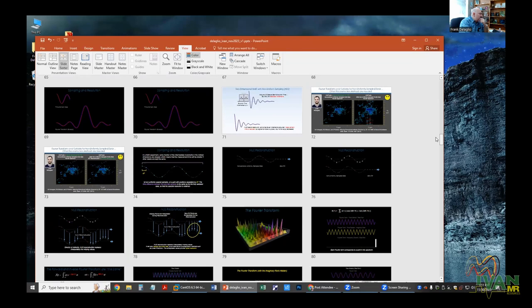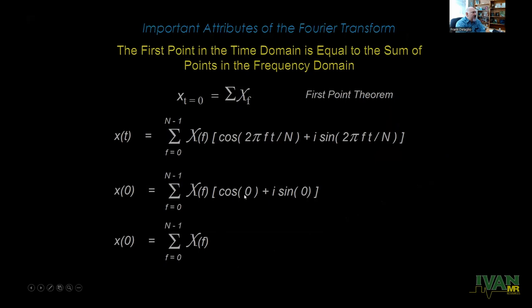All right. So if you look at the discrete Fourier transform, the data that we're trying to Fourier transform is multiplied by a Fourier term. And that Fourier term corresponds to a real part that's a cosine term and an imaginary part that's a sine term. And to generate one point in the data, it's the sum of all the points in the other domain times this Fourier term.